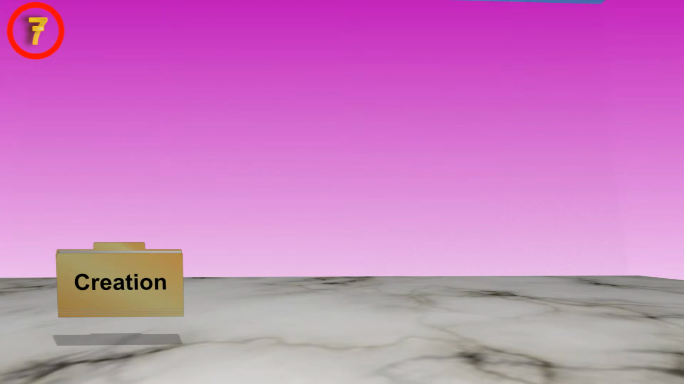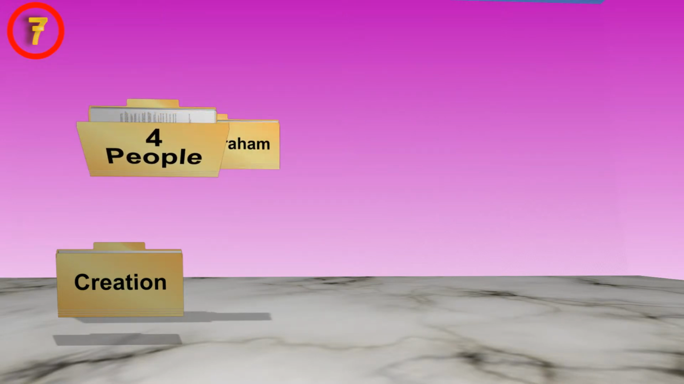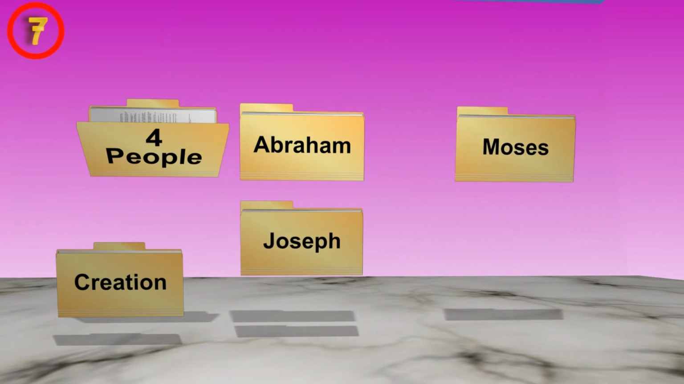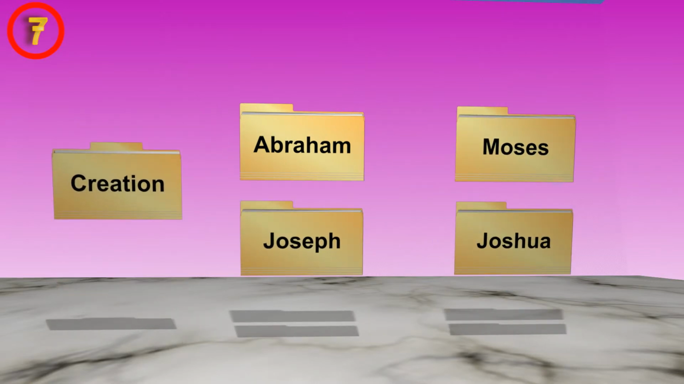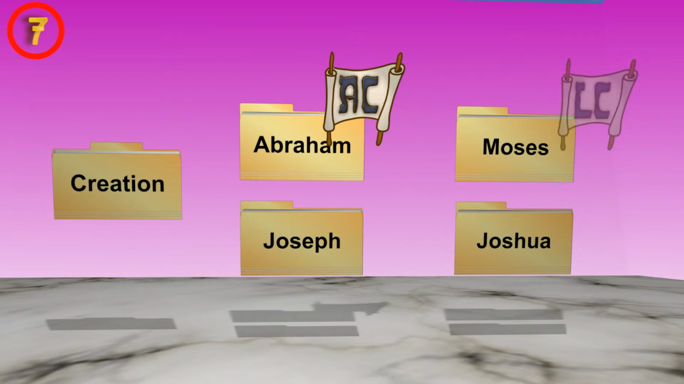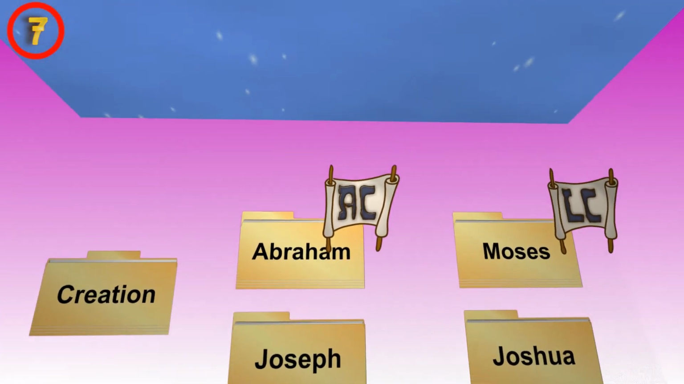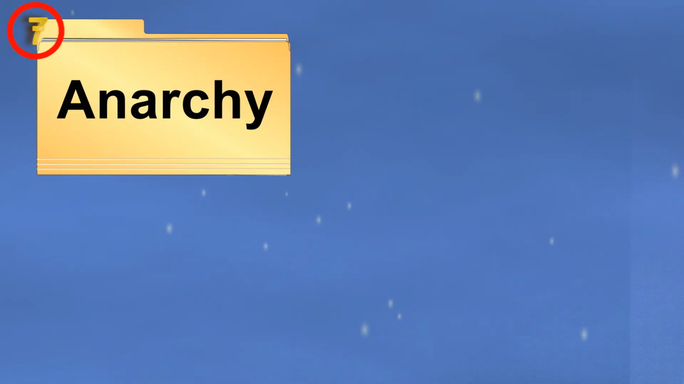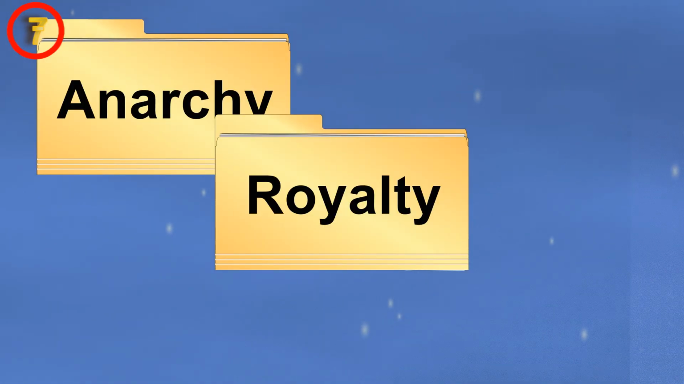We've completed the creation file, followed by the group of 4 people, Abraham, Joseph, Moses, and Joshua, together with the Abrahamic covenant and its first sub-covenant, the land covenant. In our next lesson, we'll look at the 3 societies, anarchy, royalty, and captivity.